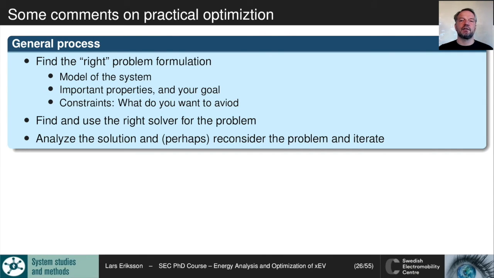When you have formulated the problem, you find and use the right solver for that problem. So the problem, including the model and the properties and constraints, will have certain properties, and when you know these properties, you can select the appropriate solver for it. Then you analyze the solution, and quite often you need to reconsider the problem you set out to solve first, and then you iterate until you get the solution in the space that you were expecting.